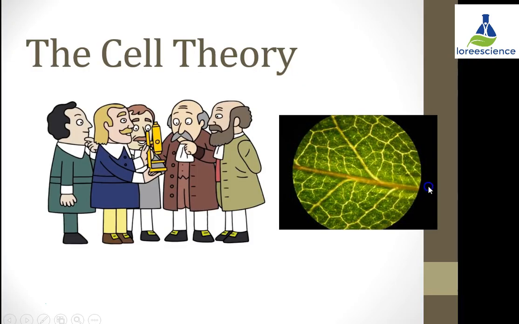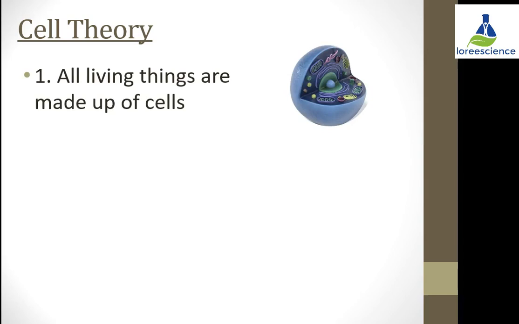Now, since we're talking about things being living or not, and one of those characteristics is that they're made up of cells, that leads us into the cell theory. And the cell theory has 3 components to it. The first is that all living things are made up of cells. Whether that's one cell, whether that's many cells, if it's alive, it contains one or more cells.